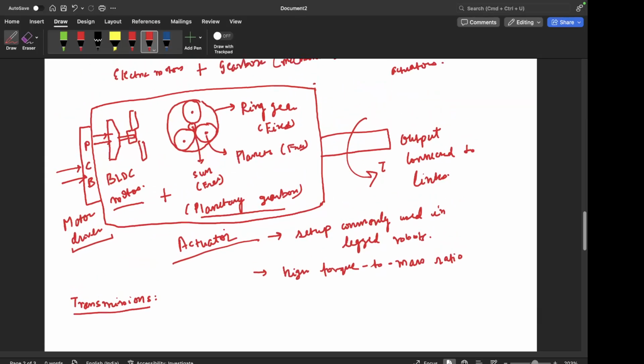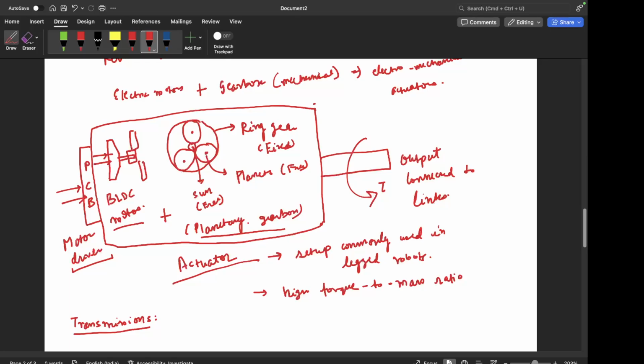So the need of transmission is, the idea is very simple. It has to transfer the power or the torque, right? Basically, the source of motion is from the actuator, and it has to transfer that to a certain link, right? So as I mentioned here, there could be a case in which there is an actuator, there is an output shaft, and the link is directly mounted on this output shaft, right? So there is no need for a transmission in this case, right?